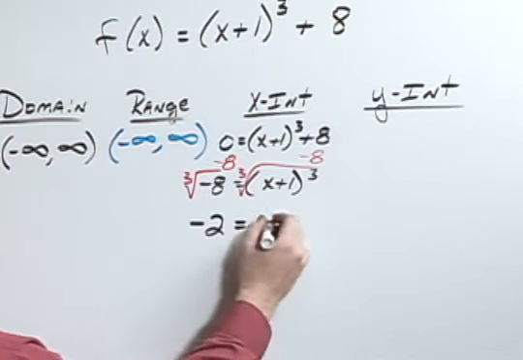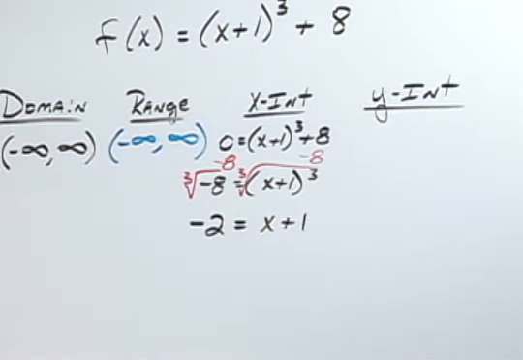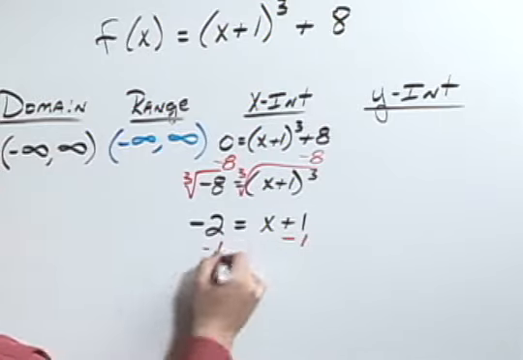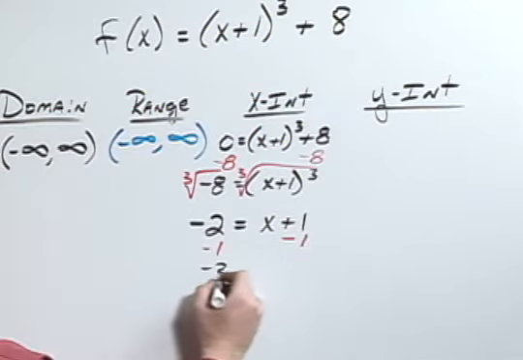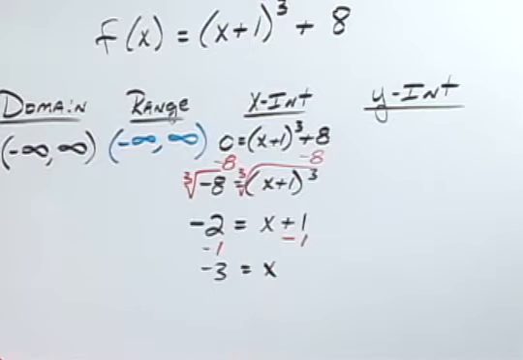So negative 2 equals x plus 1. And lastly, subtract 1 from both sides. So negative 3 equals x. I can write that as a coordinate then, negative 3, 0.